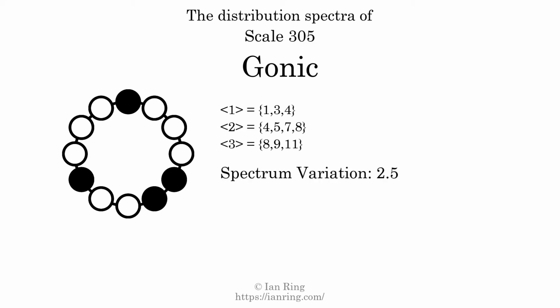The spectrum variation is the sum of all the widths, divided by the number of tones. The spectrum variation of this scale is 2.5. Since the variation is greater than 0, this indicates that the scale is not perfectly even.